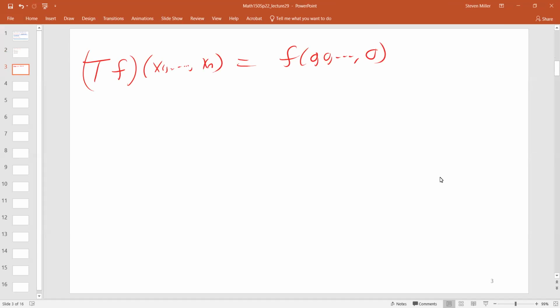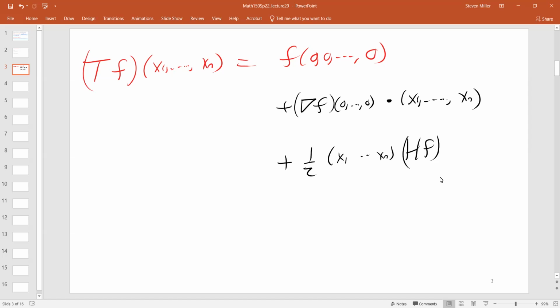I'm going to do things all at the point 0. If it was at the point a1, a2, an, we would just replace like that. Then the next piece, the first order piece, is the gradient of f dotted with x1 through xn. And then the next piece would be 1/2 x1 through xn, then the Hessian matrix, and then as a column vector x1 to xn, and then just us getting worse and worse trying to write things down.